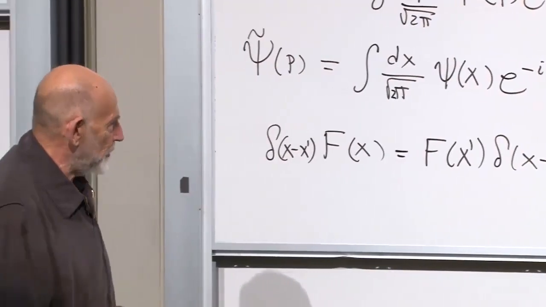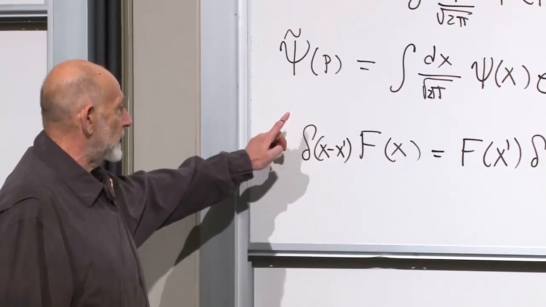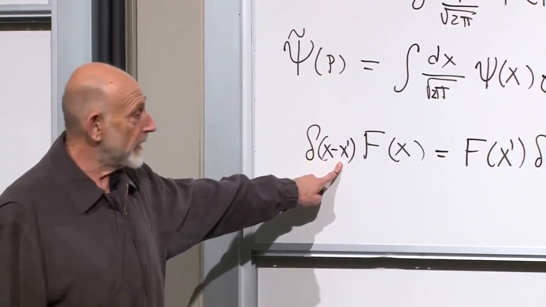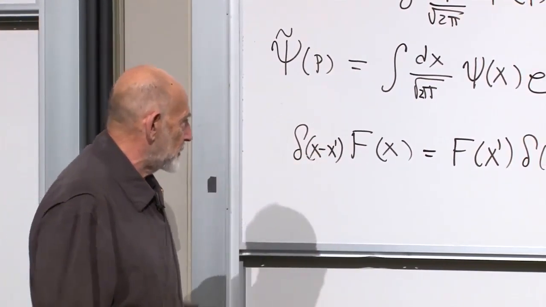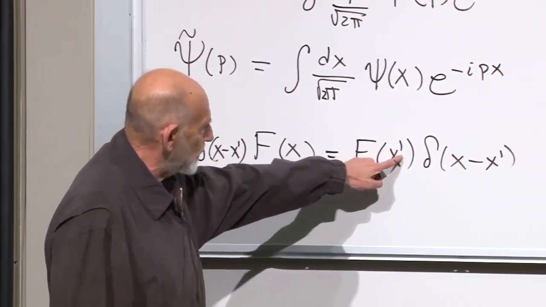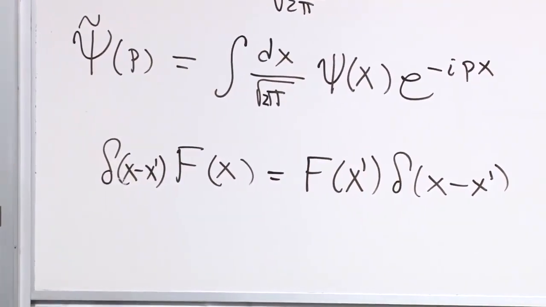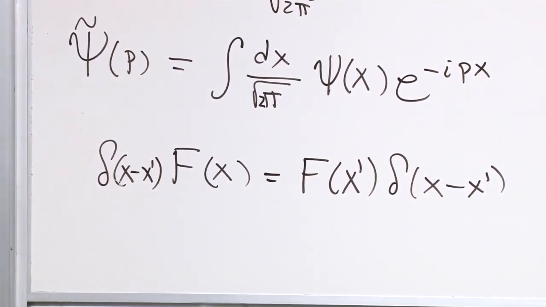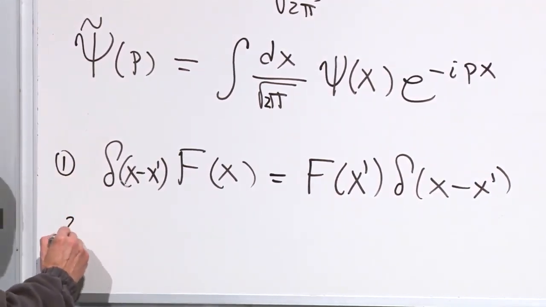Why would that be true? That certainly wouldn't be true for a general function delta. The reason it's true is because delta is only non-zero when x is equal to x prime. So it's no big deal. Delta of x minus x prime is only non-zero when x equals x prime, and therefore it doesn't matter whether you put x or x prime when multiplying it by a function. So that's property number 1. Now, property number 2 pretty much follows from that, no, not yet. Property 1, next property 2.